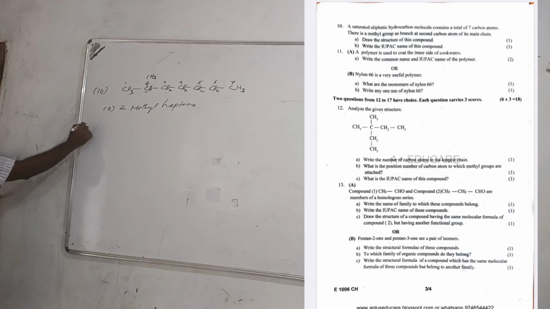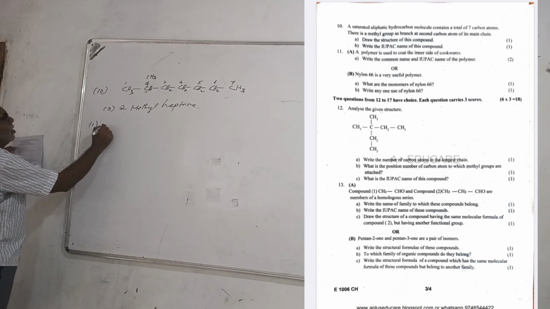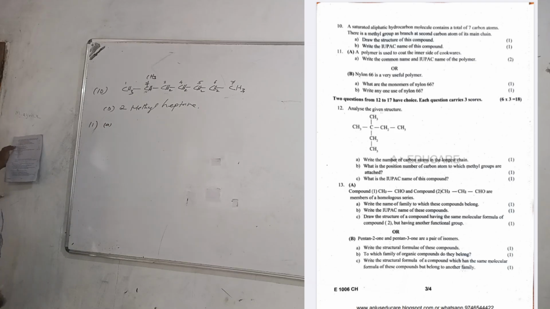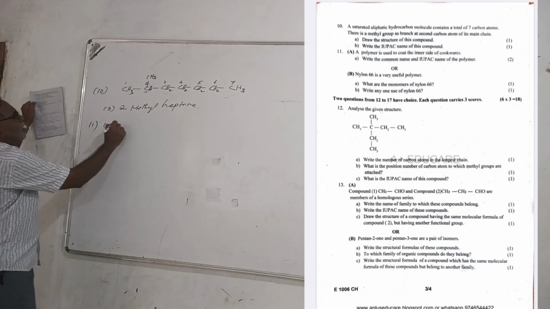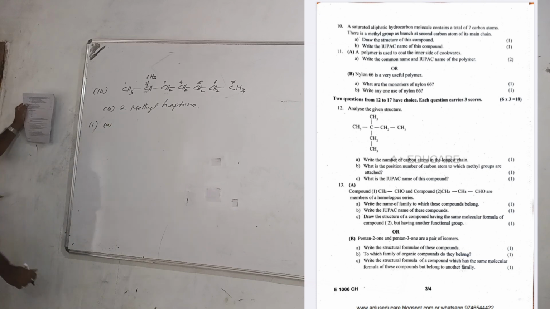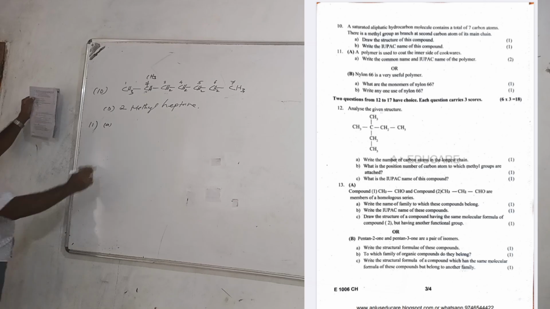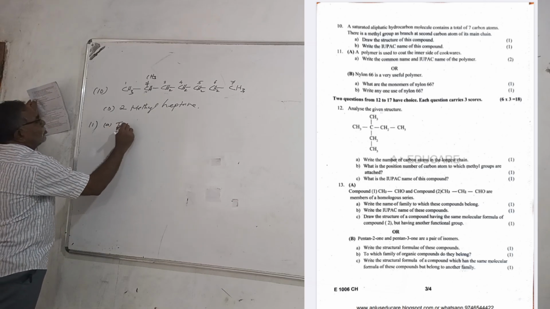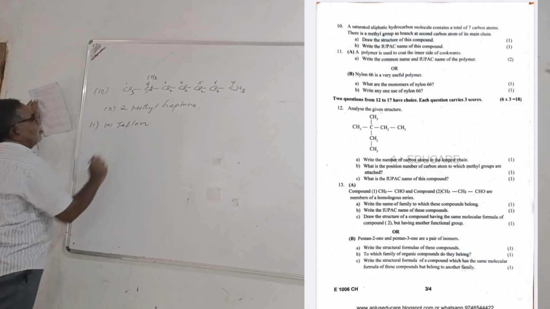11th question, okay. A polymer is used to coat the inner side of the cookware. Question A. Write the common name and IUPAC name of the polymer. So here the common name is Teflon. The polymer used to coat the inner side of the cookware is Teflon. It is a common name, Teflon.